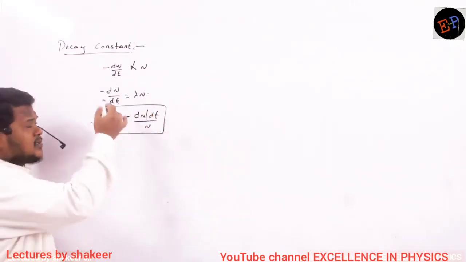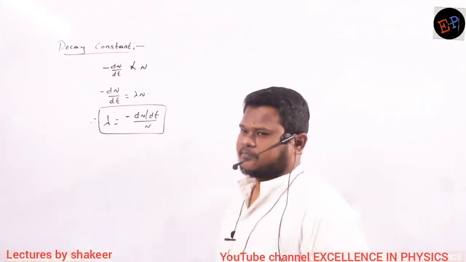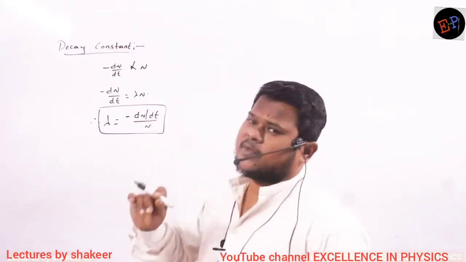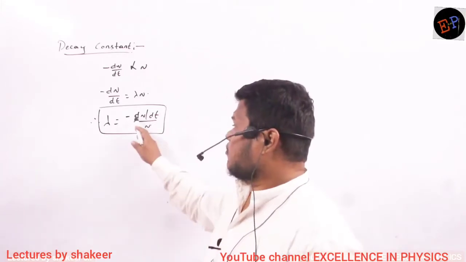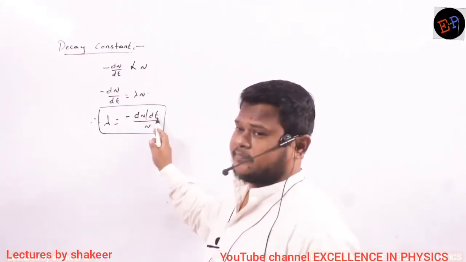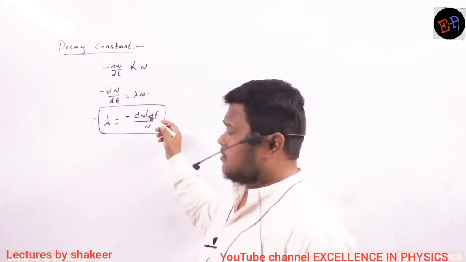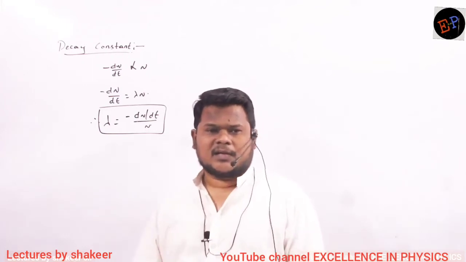Now, how can you give a statement for lambda by looking at this equation? Decay constant, how would you state it? What is meant by decay constant? Come on. dn by dt is nothing but the number of disintegrations or rate of disintegration. Rate of disintegration means what? How many atoms are disintegrating per second? dt means per second. Okay? How many atoms are disintegrating per second divided by the original number of atoms left undecayed. That is called the lambda value.